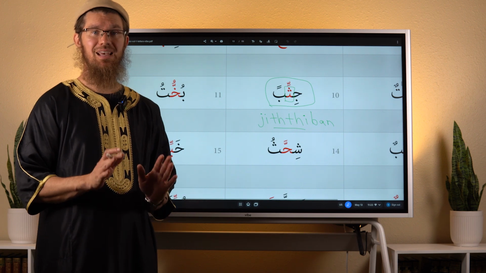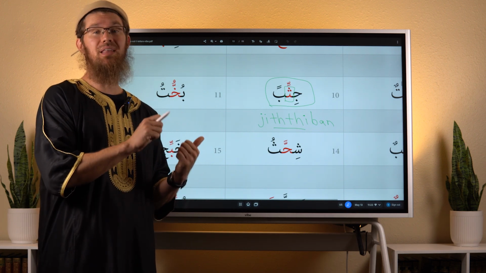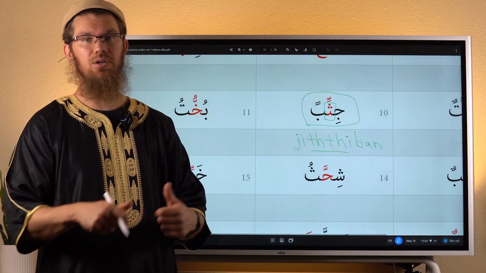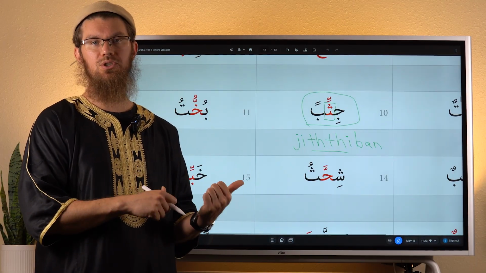That does it for this lesson. Keep up the great work and make sure that you complete the exercises. The more that you practice, the easier and easier and easier all of this is going to become, inshallah.